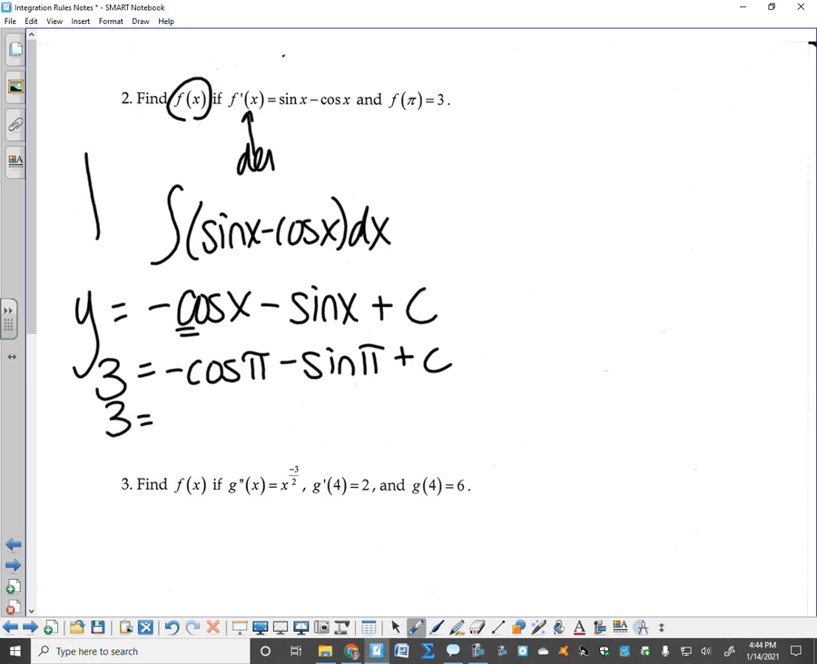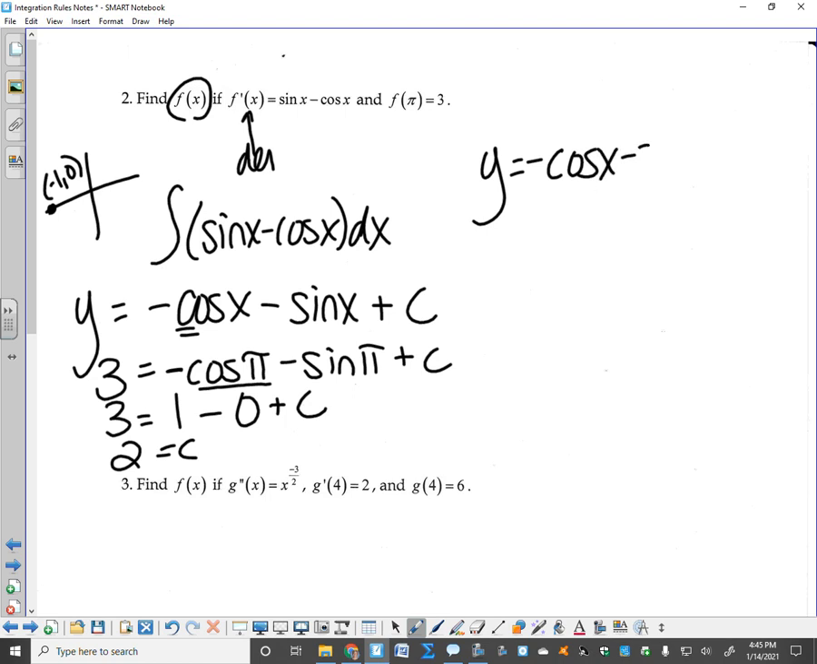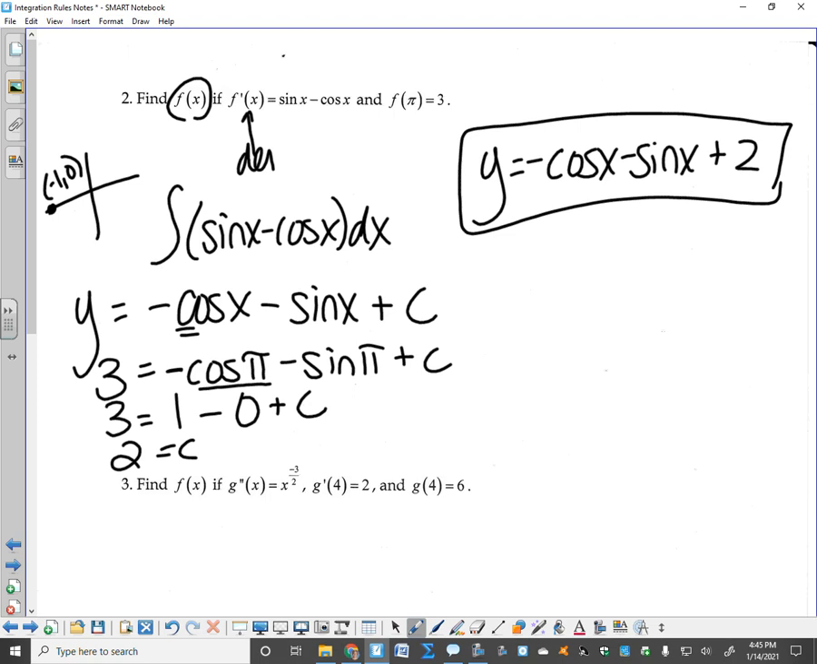All right, pi. Pi's over here. Negative 1, 0. Cosine of pi would be a negative 1, but it's negative, so that's a positive 1. Sine of pi is going to be a 0. Subtract the 1 over, c equals 2. Negative cosine x minus sine plus 2. Shazam.